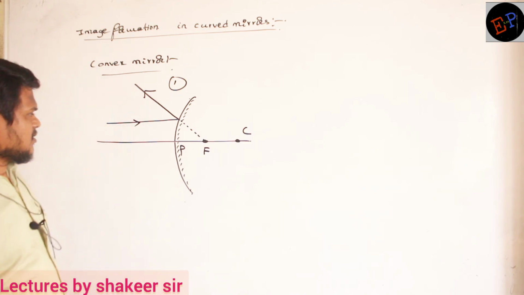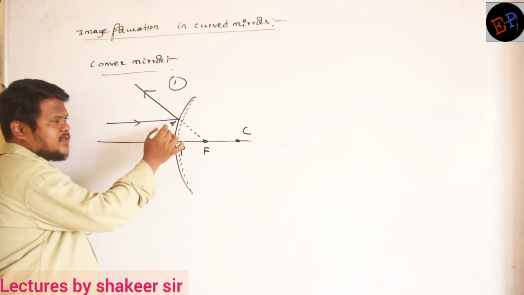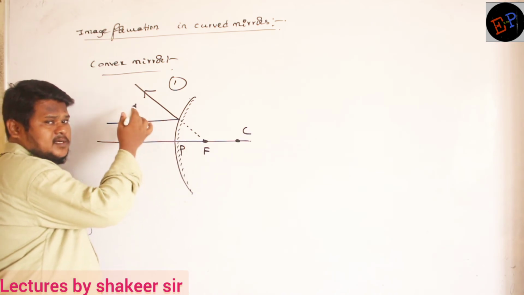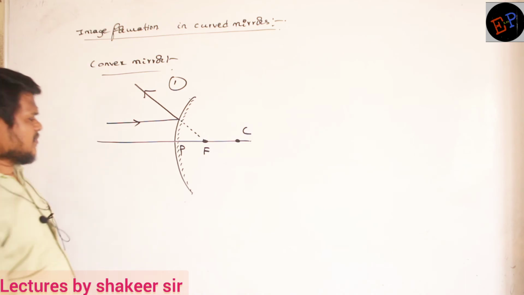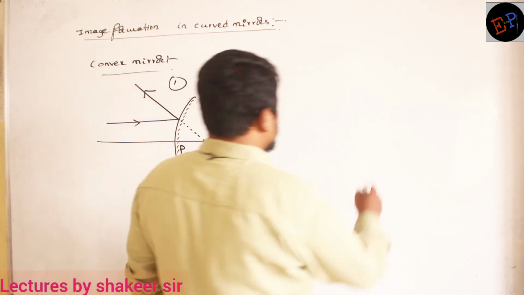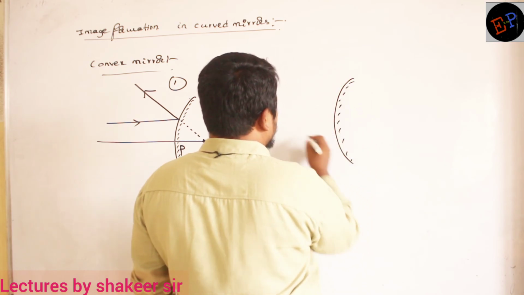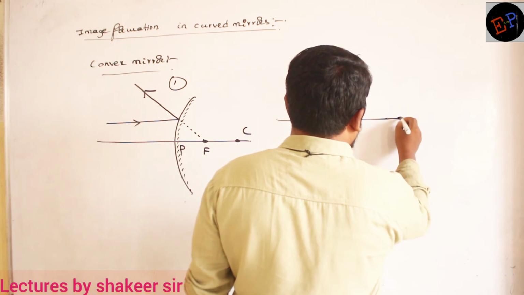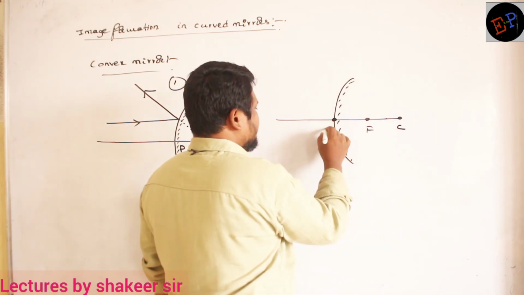They are equal. So therefore, light rays passing parallel to the principal axis, after reflection, if you extend that one backwards, the reflected rays will pass through the focus. Ray number 1. Clear? One more light ray, let us see. So this is a convex mirror. This is the center of curvature. This is the focus, and this one is the pole.